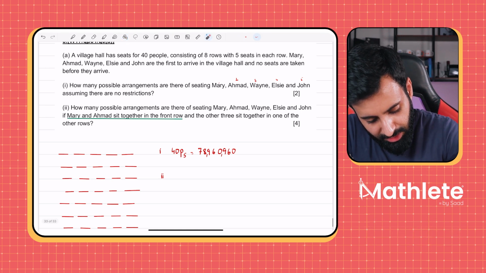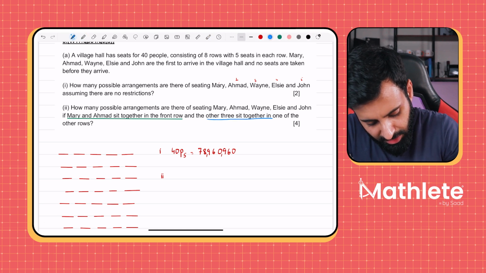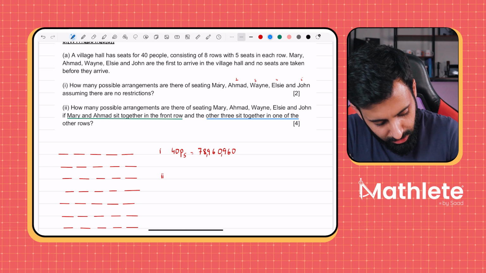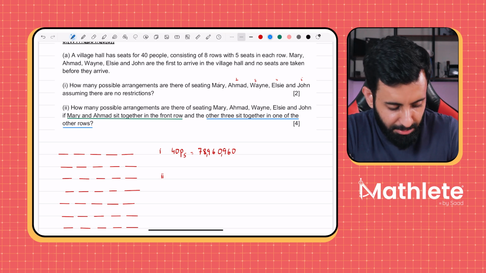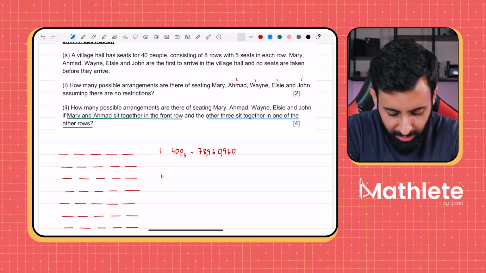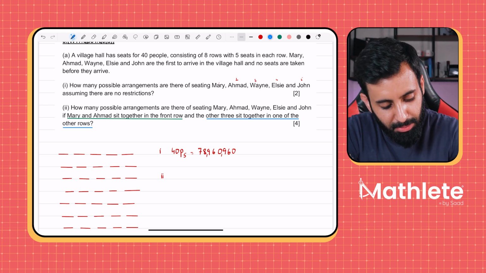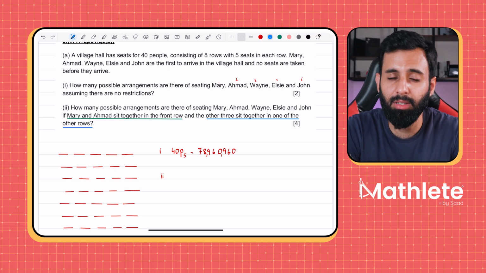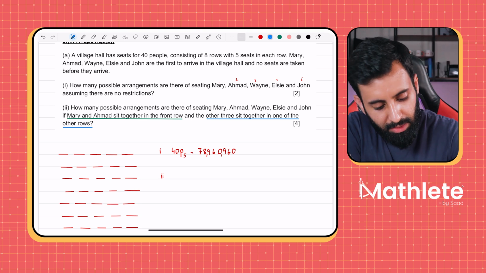And the other 3 sit together. So let's underline this also. The other 3 sit together in one of the other rows. So that means in which row? It can be in any one of the remaining rows, any one of the 7 rows, but the other 3 must also sit together. So 2 people must sit together in the front row and the remaining 3 people must sit together in the remaining 7 rows.